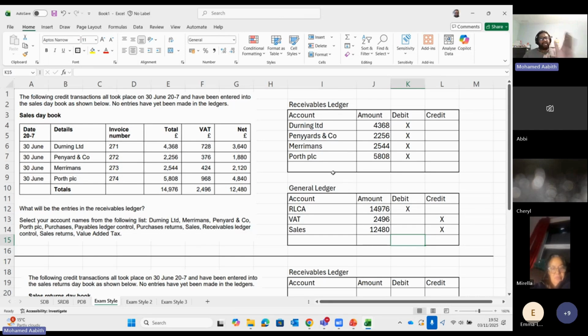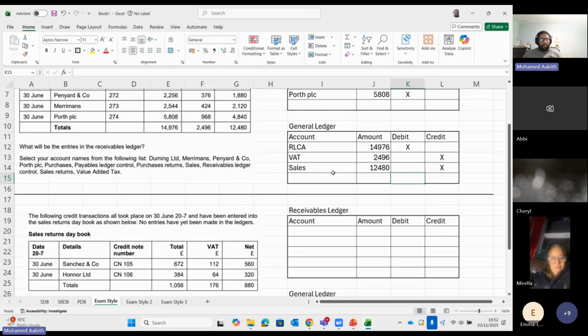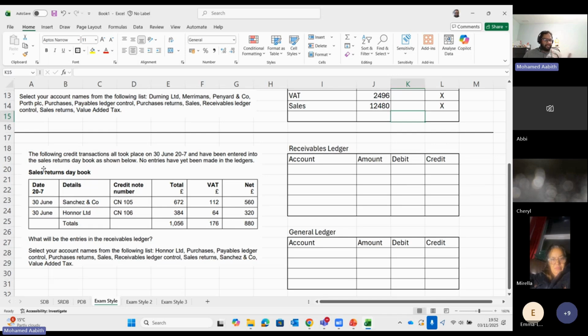So similarly, we have done the sales daybook. What is the next thing we have? We have a sales return daybook. So similarly, we're going to do sales return. We're going to say, who are the customers? We're going to say Sanchez and Co. The amount is £672. And this time is Honor Limited.